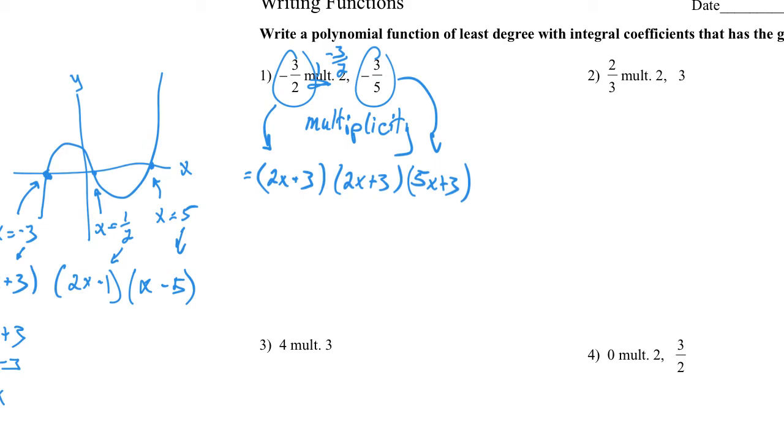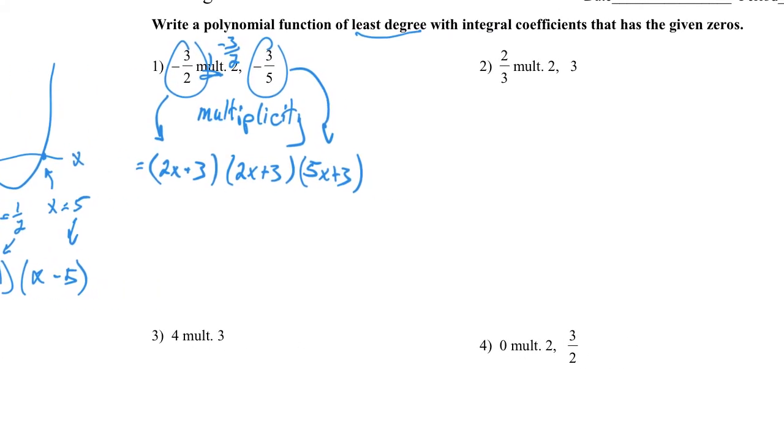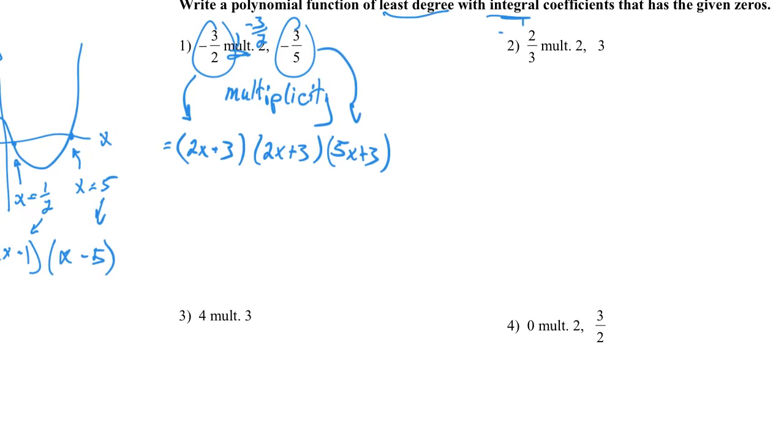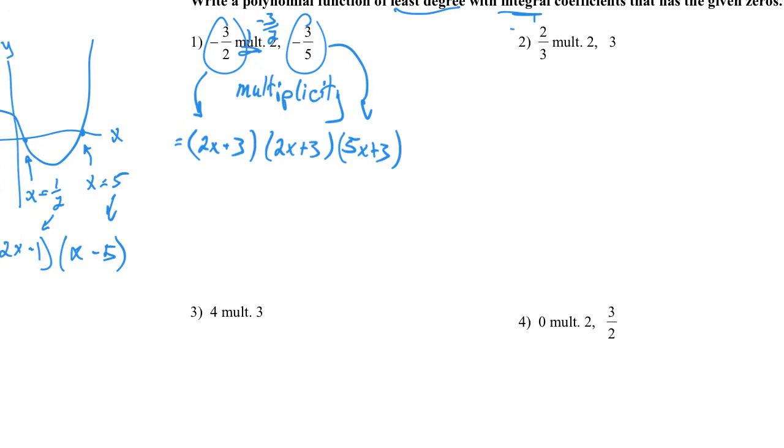This says write a polynomial function of least degree. That just means don't add any x's. So with integral coefficients, so each of the numbers in front of the x's is going to be a whole number, not a fraction. Okay, so now once you got your factors, you just distribute. So distribute this into there.